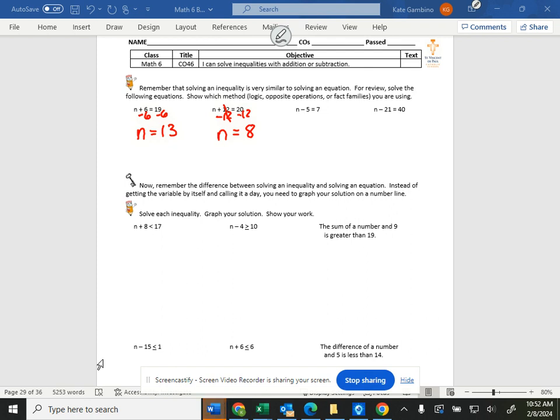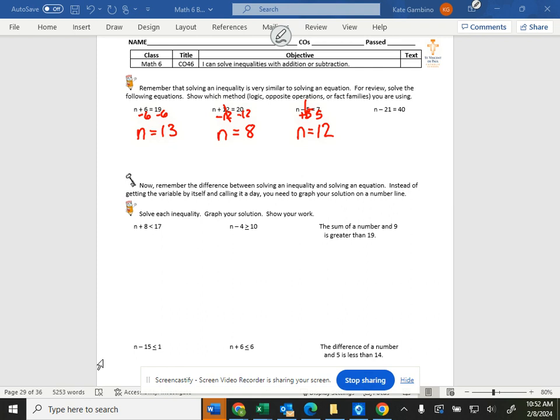N minus 5 equals 7. What's my opposite operation? Anna Mae. Add 5 to both sides. If I'm at the negative 5 on the number line and I add 5, it brings me to the 0. And then I have 7 plus 5, which is 12.